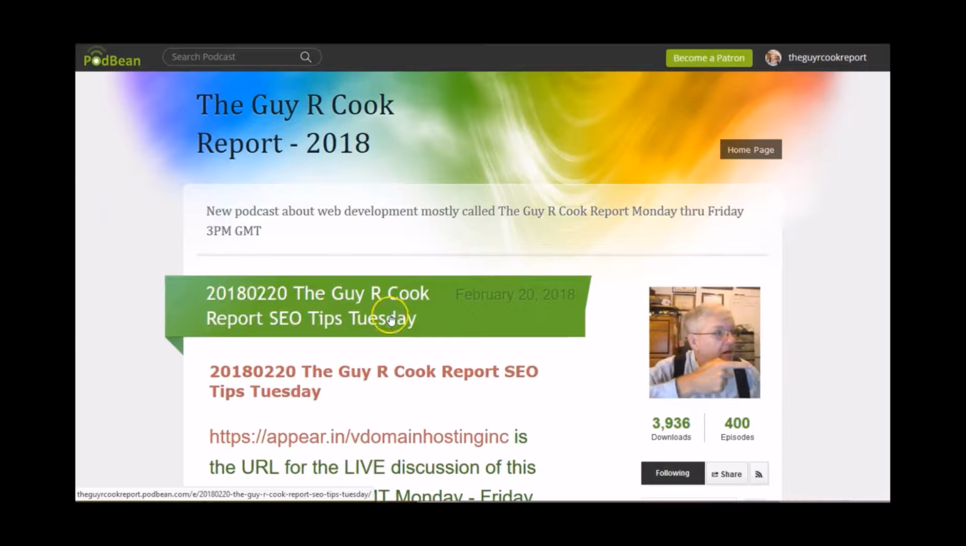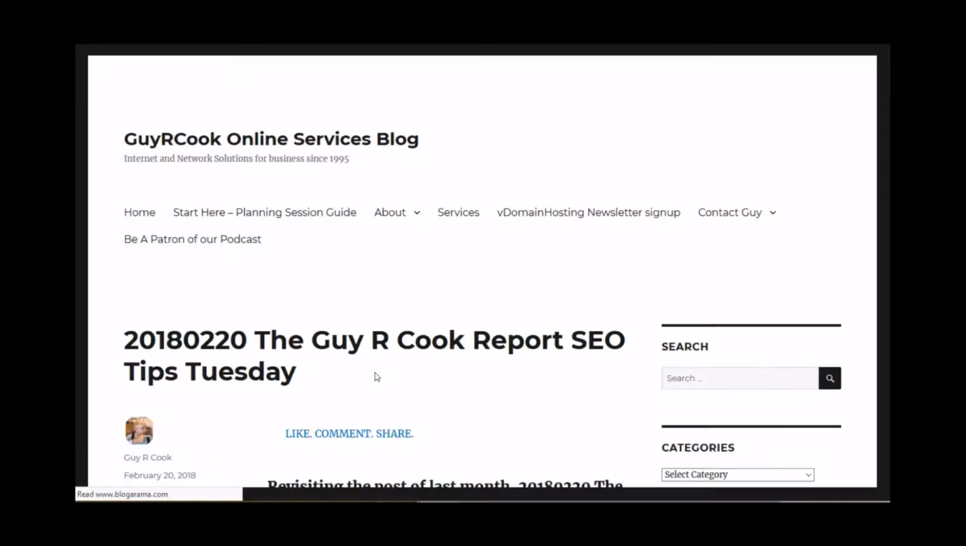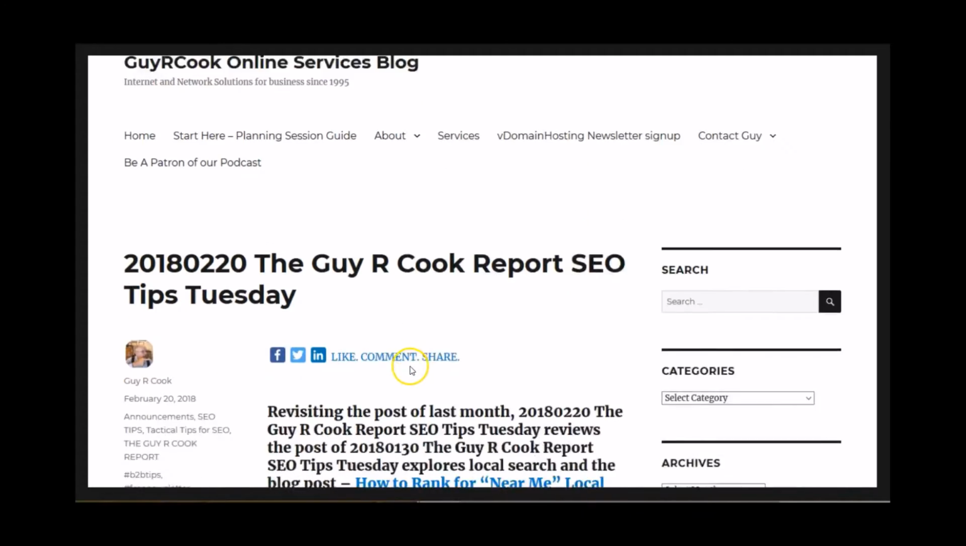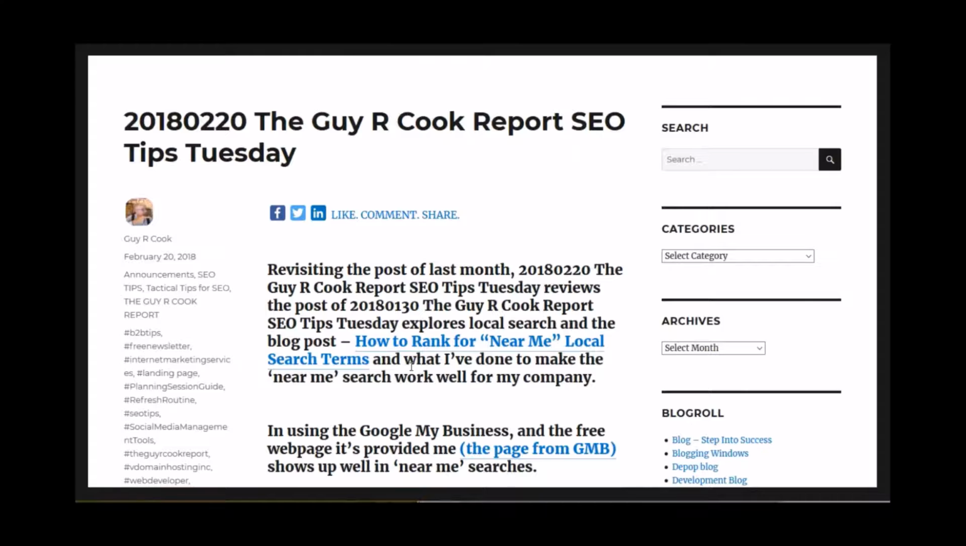Go here first, and then when you click on the red link, it goes to blog.GeyerCookOnlineServices.com. Like that, bazinga. You're looking at the show notes. Take a look at those. This is your homework, if it were.